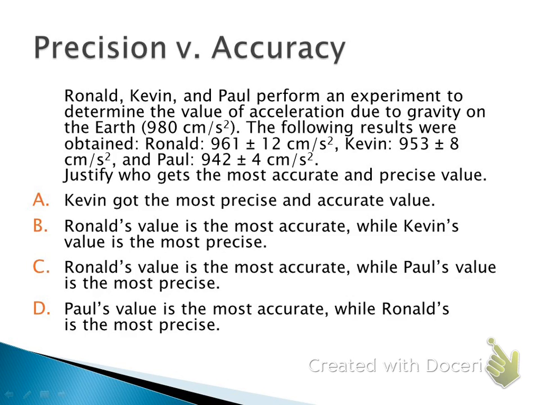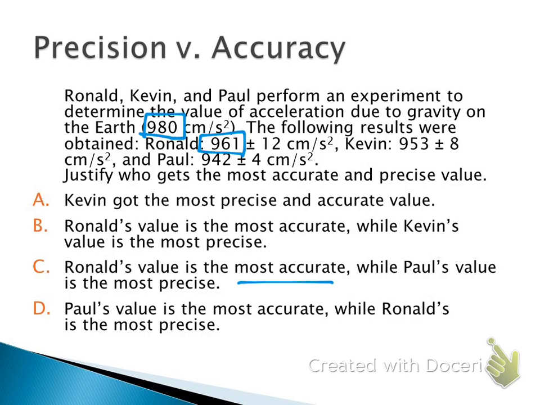So this is comparing precision and accuracy. Read through, then give me an A, B, C, or D answer. Just raise your hand when you're done. It's actually 980, and his estimate is closer than all the others. The actual value is 980. His was 961, which is the closest to the actual, which means he's the most accurate.